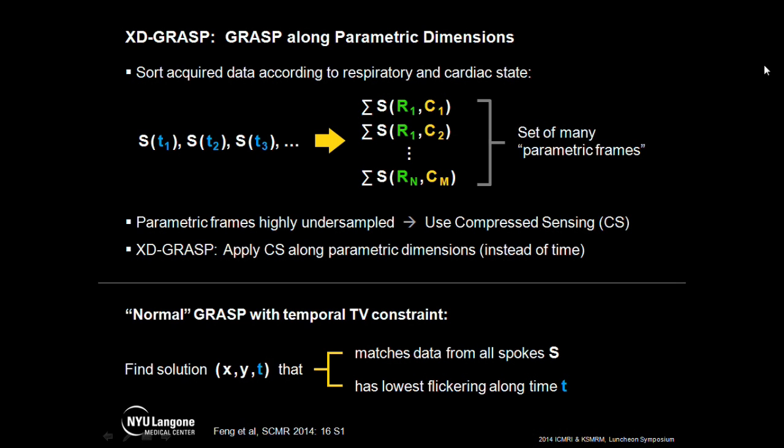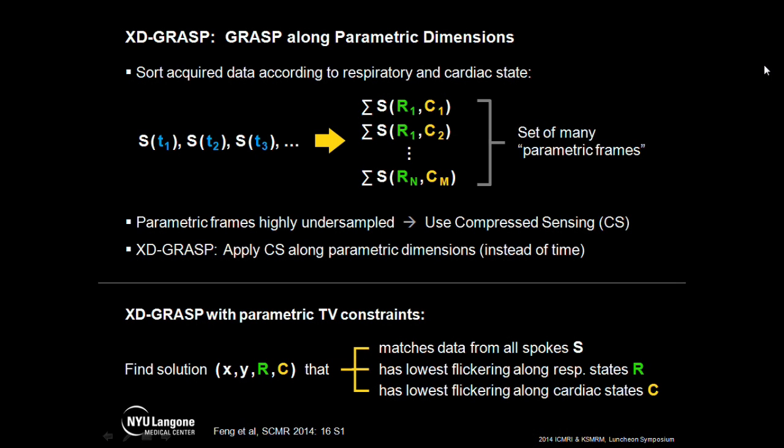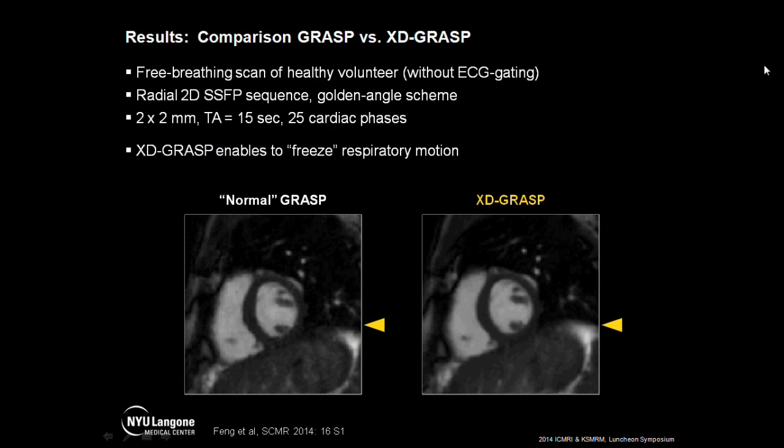Now in XD-GRASP, we are searching for a solution that again matches all the spokes, but this solution now should have the lowest flickering along the respiratory states and along the cardiac states. In this way, it's possible to remove these undersampling artifacts, these streak artifacts again, and to recover these many different parametric frames without undersampling artifacts. And on the next slide, you can see some first results.